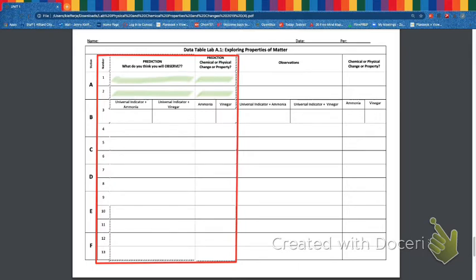Okay? So I'm going to put some universal indicator into a test tube, and then I'm going to add 10 drops of ammonia solution. What do you think you're going to see? What color do you think it will be? Green, red, or blue? And then tell me whether you think this is going to be a physical change, a chemical change, a physical property, or a chemical property.